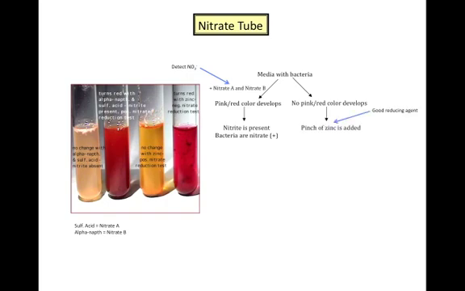If no pink or red color develops, a pinch of zinc is added to the tube. Zinc is a good reducing agent because it is easily oxidized. When the zinc is added, there are again two possibilities. A pink or red color develops, or no pink or red color develops. If a pink or red color develops, you know nitrite is present. The zinc reduced the nitrate, meaning the organism was not able to reduce the nitrate on its own. Therefore, the bacteria is nitrate negative.